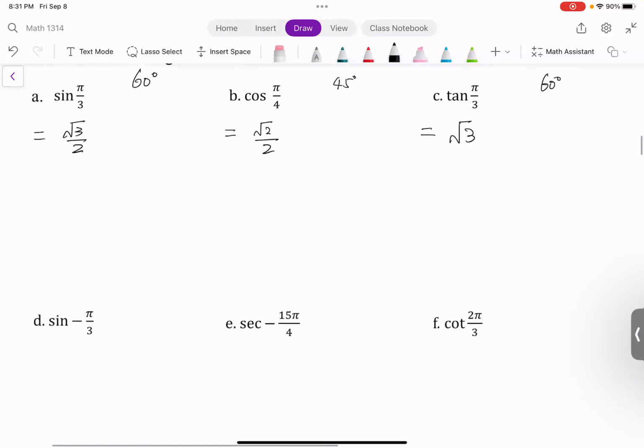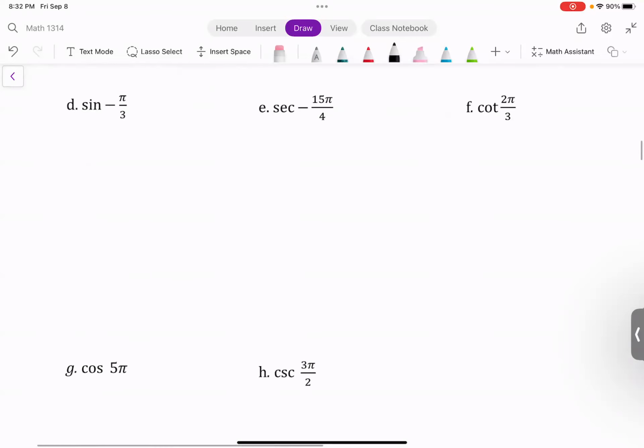All right, let's see the next part. Sine negative pi over 3. Where is sine negative pi over 3? This is not a positive angle. That's a negative angle. I'm rotating clockwise from the initial side. So this angle is pi over 3. I rotate pi over 3 and I got here.